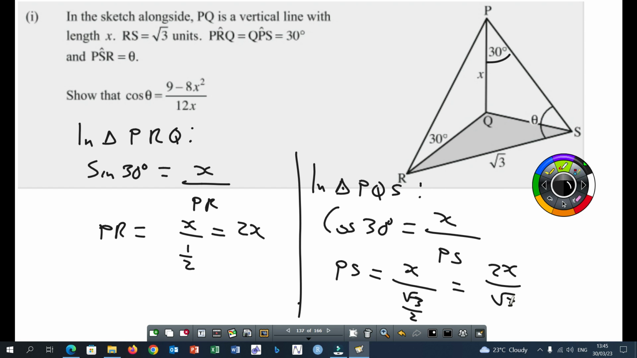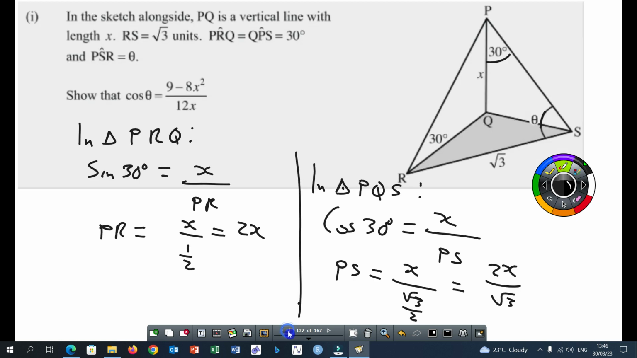Now I need to just apply the cosine rule. When I apply my cosine rule, it will be in triangle PRS. But be aware that for triangle PRS, my given angle is going to be that theta there. So when you write your cosine rule, you need to be very careful as to which sides you are going to be looking at. So in this case here, I can write my cosine rule. Since theta is our reference angle there, it is between PS and RS.